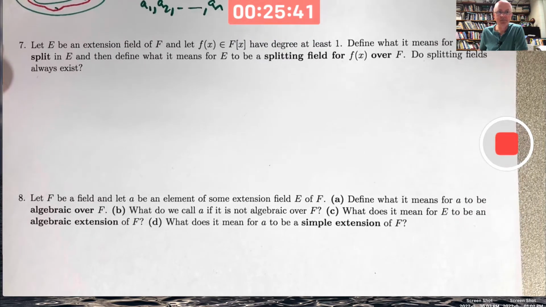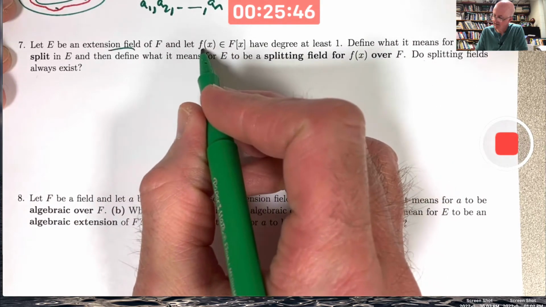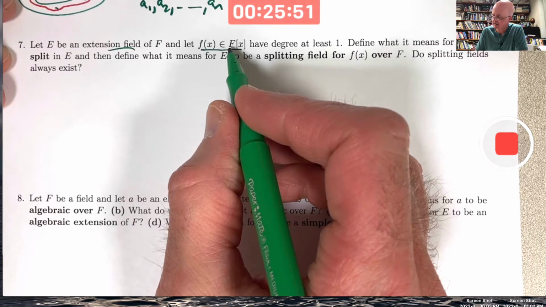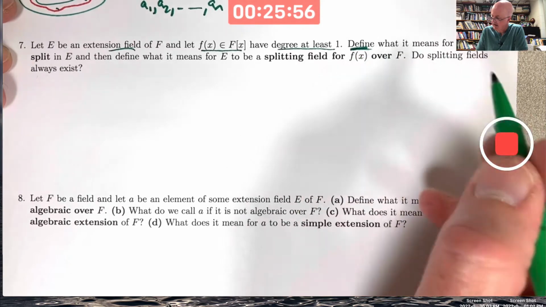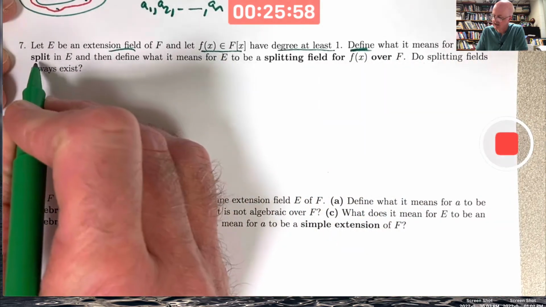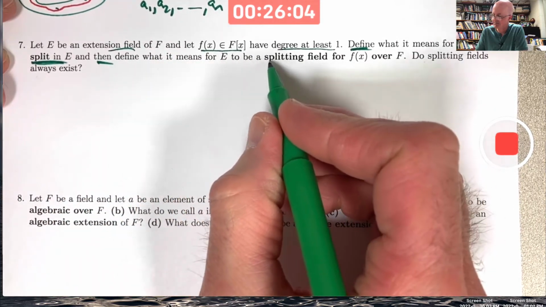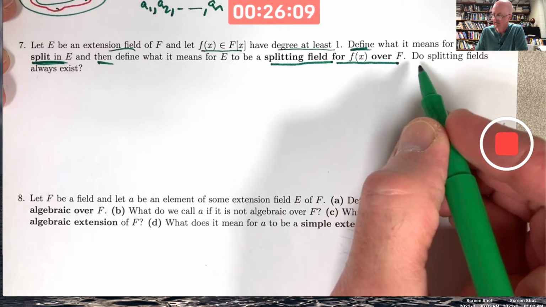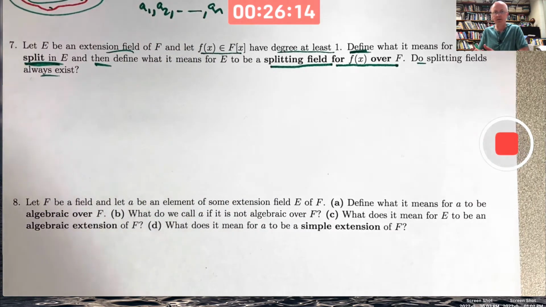Number 7. Let E be an extension field of F, and let little f of x in this polynomial ring with coefficients from capital F, the base field, have degree at least 1, so it's not a constant polynomial. Define what it means for little f of x to split in E, and then define what it means for E to be a splitting field for little f of x over capital F. Then a final question: do splitting fields always exist? Just a knowledge question. Is there a theorem related to that fact or not?